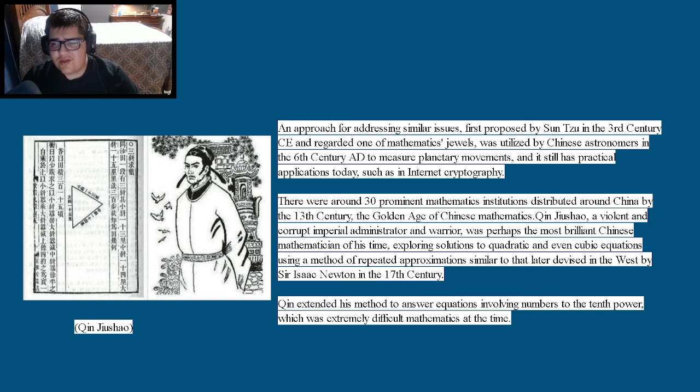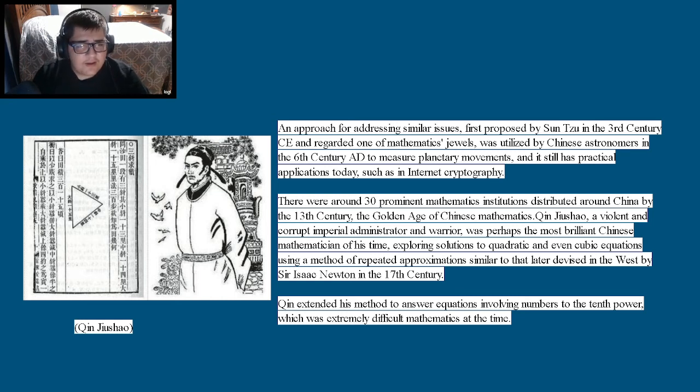Qin Jiushao, a violent and corrupt imperial administrator and warrior, was perhaps the most brilliant Chinese mathematician of his time, exploring solutions to quadratic and even cubic equations using a method of repeated approximations similar to the one later devised in the West by Sir Isaac Newton in the 17th century. Qin extended his method to answer equations involving numbers to the 10th power, which was extremely difficult for mathematics at the time.